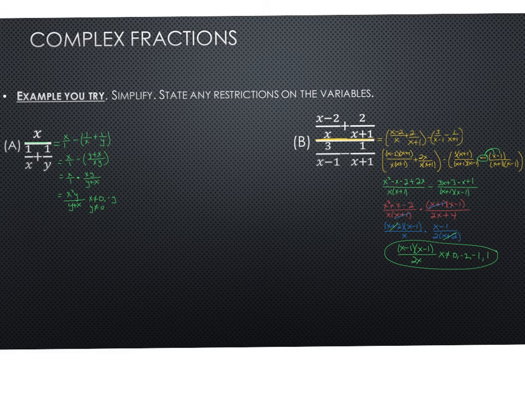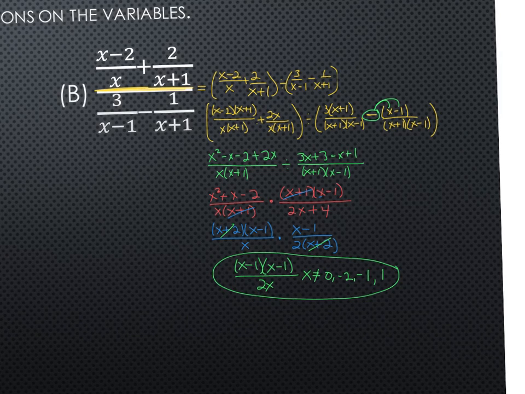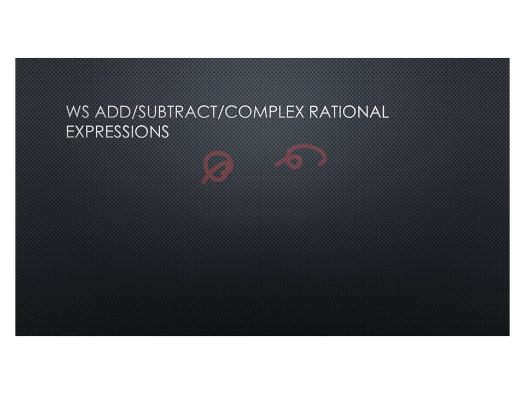That domain was a little trickier, because you have to take into account, you have your 0, you have the x plus 2, you have the x plus 1, and then this x minus 1. All those have to be in your restricted variables. And you're ready for practice. The end.